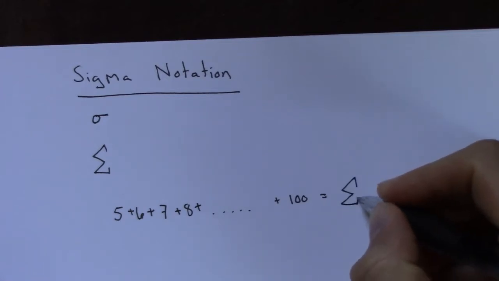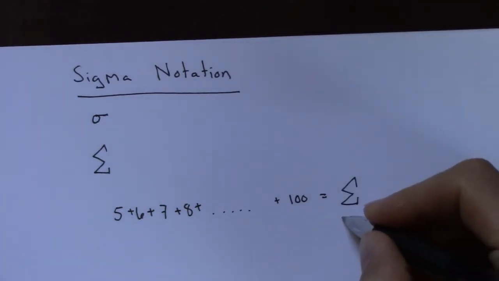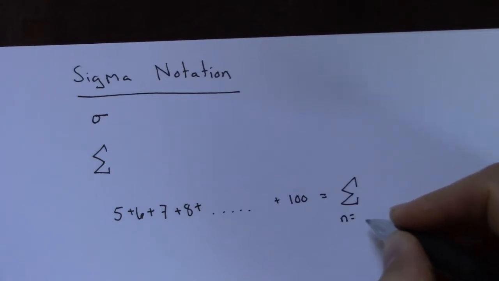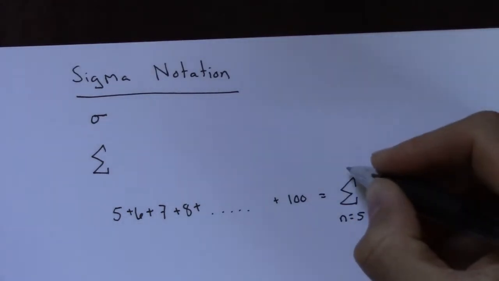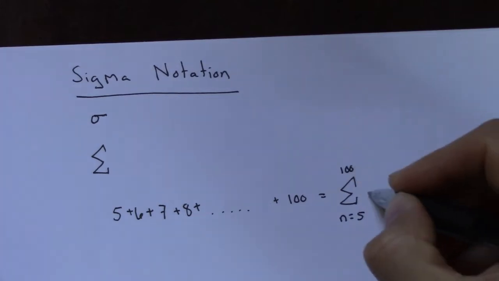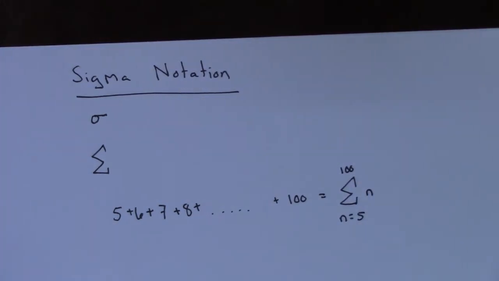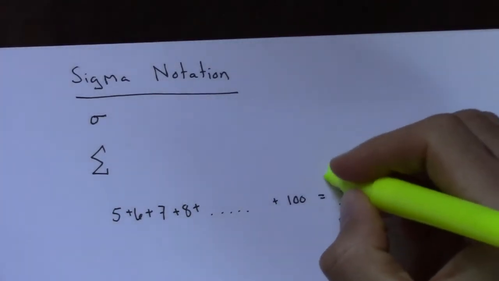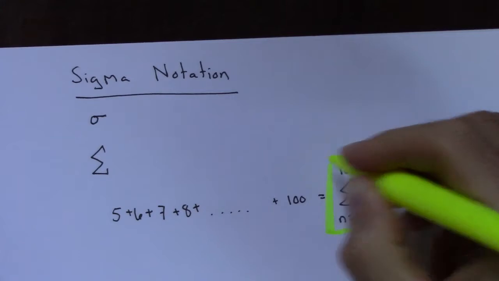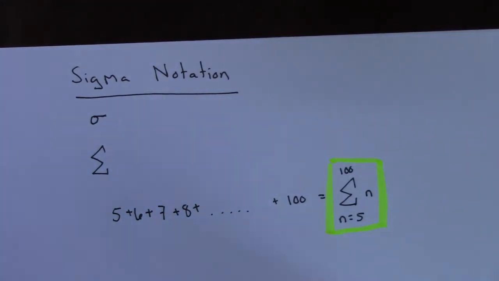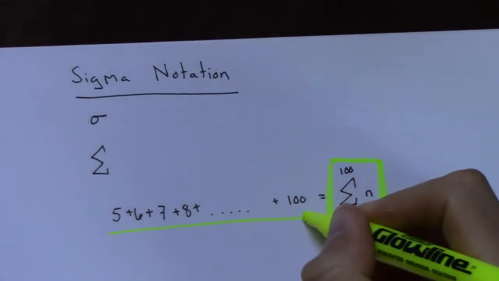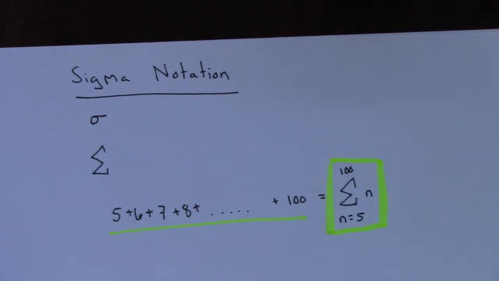Uppercase sigma, I'm going to just pick a variable. In this case, I'm going to choose n, and I'm going to say that I'm going to start at 5, and I'm going to end at 100, and I'm adding up n. This piece right here in yellow functionally says the exact same thing as that list of numbers. In fact, I can even take it a step further and find the actual sum, which I don't know off the top of my head, but there are some shortcuts we can use to find that.